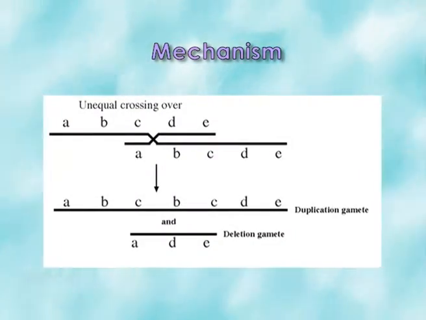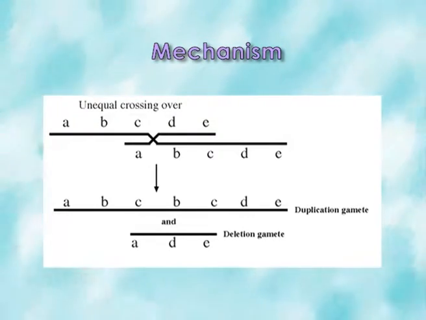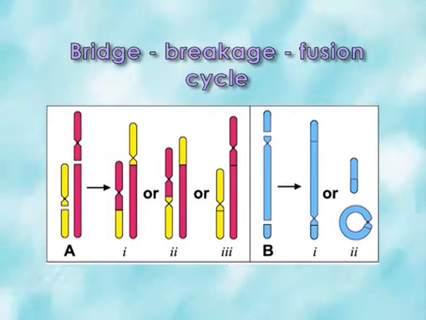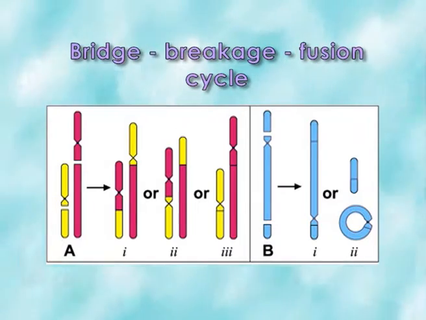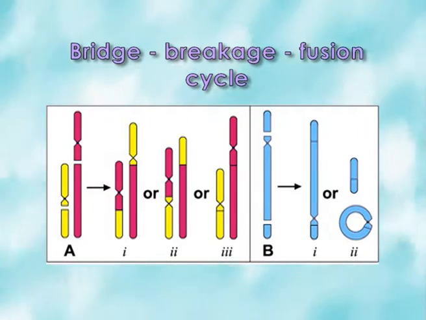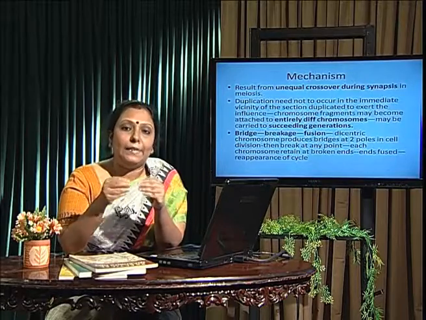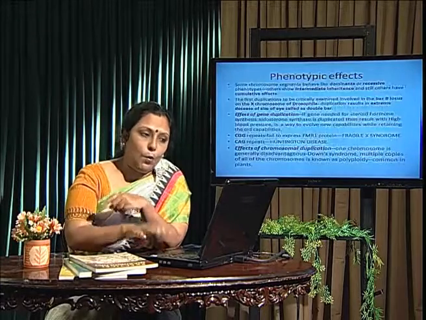So, that may not be joined to just the neighboring portion; the duplication can be done at any different loci, any different chromosome. Usually duplication is done by the bridge breakage fusion cycle. A dicentric chromosome on two poles makes bridges, the bridges can be broken at any point, the ends get fused, and this cycle can go on.